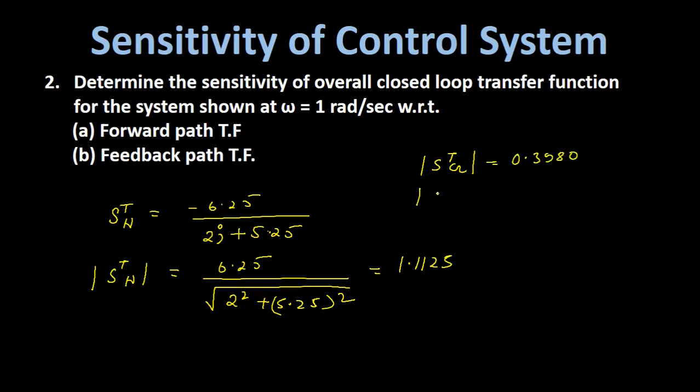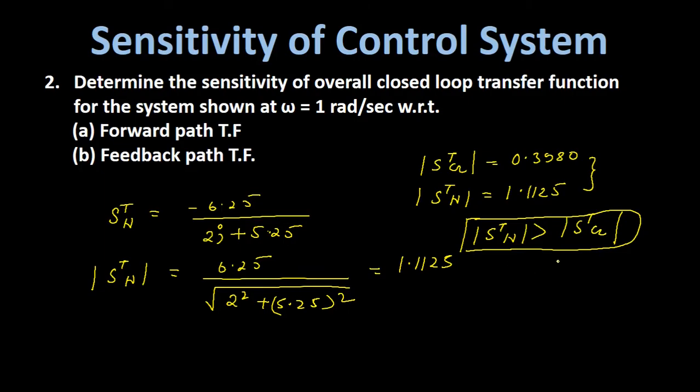Now we got the magnitude of the sensitivity of T with respect to G equal to 0.3980 and the magnitude of the sensitivity of T with respect to H equal to 1.1125. So if we compare these values, we can see that the magnitude of the sensitivity of T with respect to H is greater than the magnitude of the sensitivity of T with respect to G. So in this way we can check the answer whether it is correct or not. So hope you have understood the numerical.